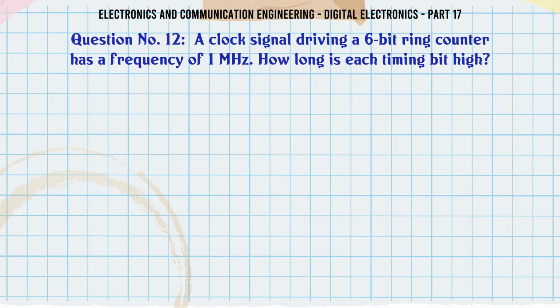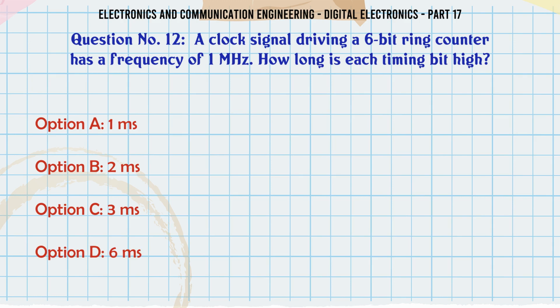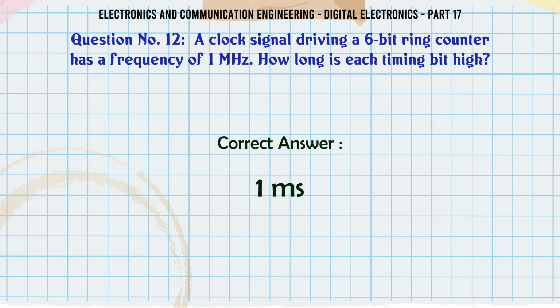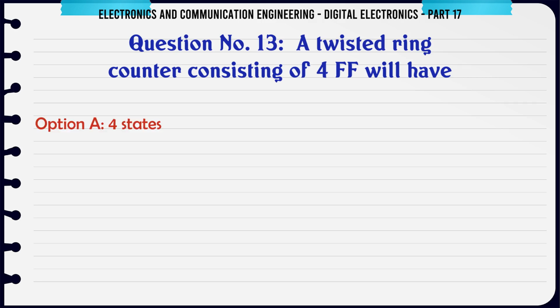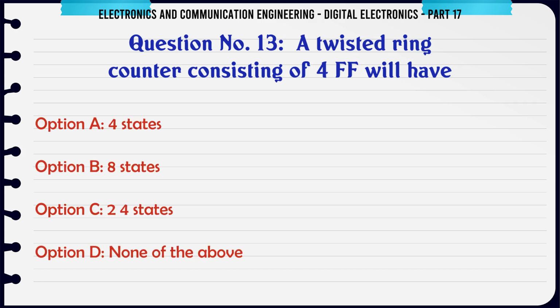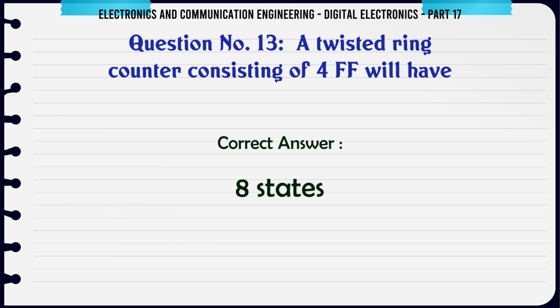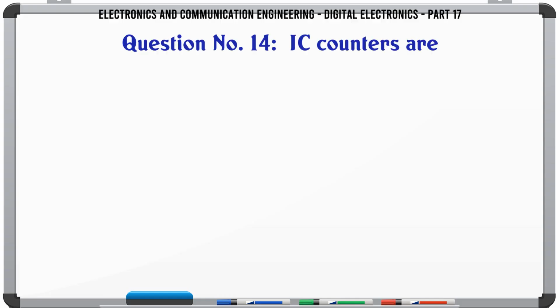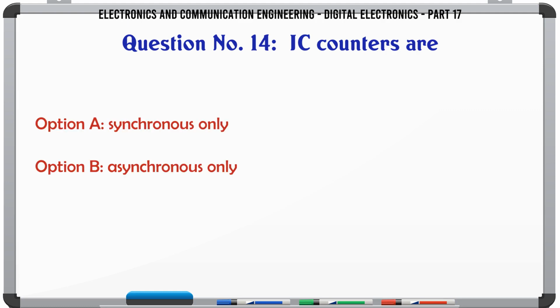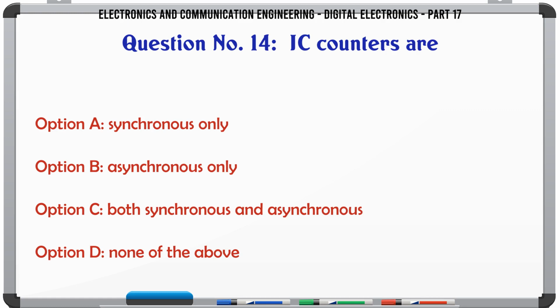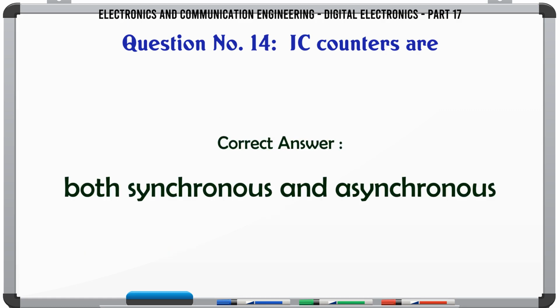A clock signal driving a 6-bit ring counter has a frequency of 1 MHz. How long is each timing bit high? A. 1 ms, B. 2 ms, C. 3 ms, D. 6 ms. The correct answer is 1 ms. A twisted ring counter consisting of 4 flip-flops will have: A. 4 states, B. 8 states, C. 24 states, D. none of the above. The correct answer is 8 states. Counters are: A. synchronous only, B. asynchronous only, C. both synchronous and asynchronous, D. none of the above. The correct answer is both synchronous and asynchronous.